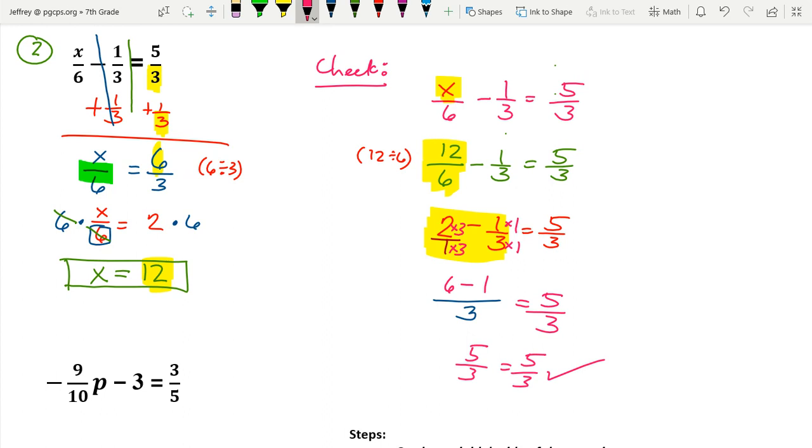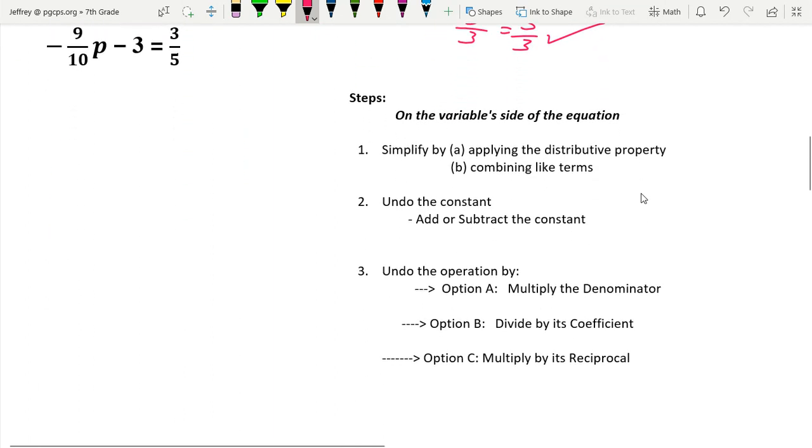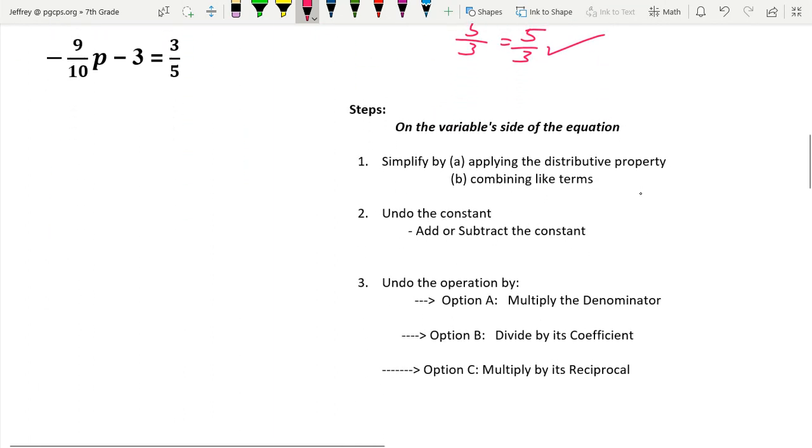So please review on how to add or subtract fractions as well. You can find a lot of videos on YouTube for those topics. Now, let us do number 3.